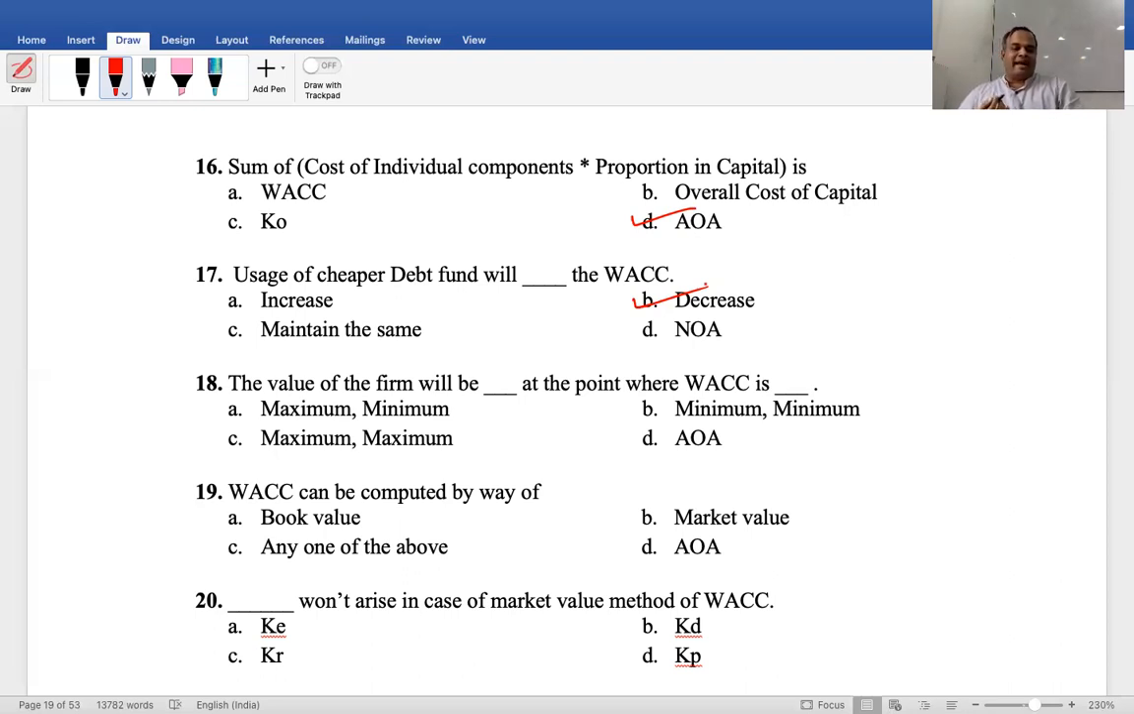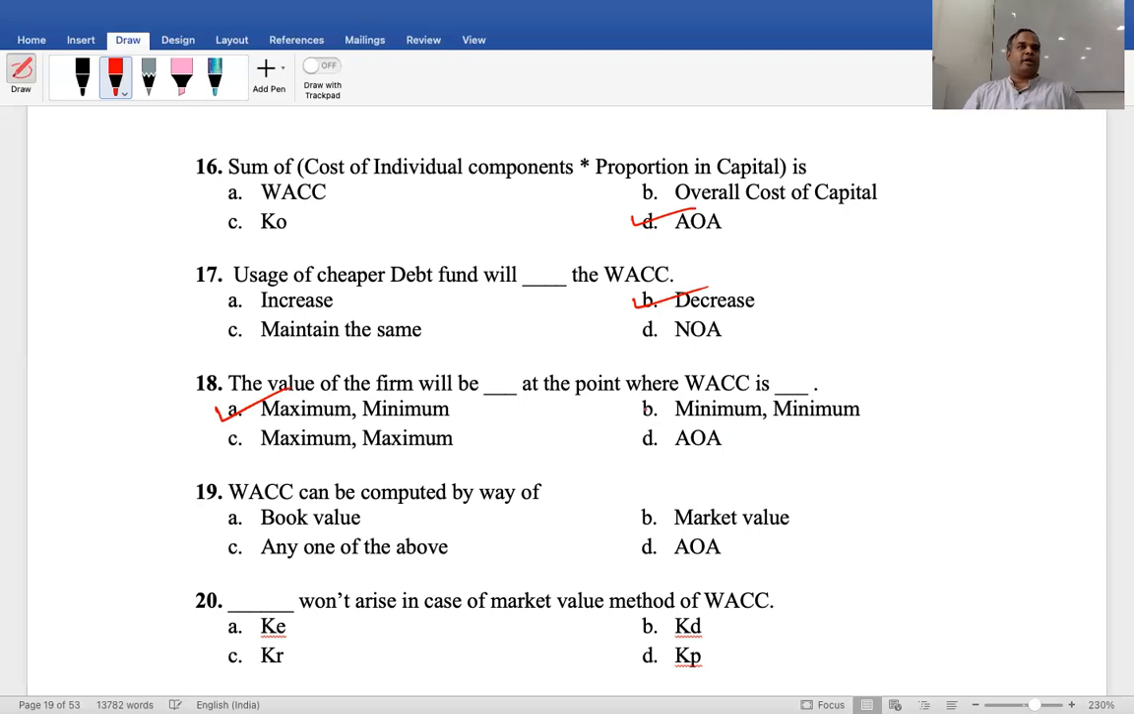The value of the firm will be dash at the point where WACC is dash. Option A, maximum, minimum. Option B, minimum, minimum. Option C, maximum, maximum. Option D, all of the above. Answer is what? Value of the firm will be maximum at the point WACC will be minimum. If cost decreases, value will increase. If overall cost gets minimized, the value of the firm gets maximized. Option A is the correct answer.